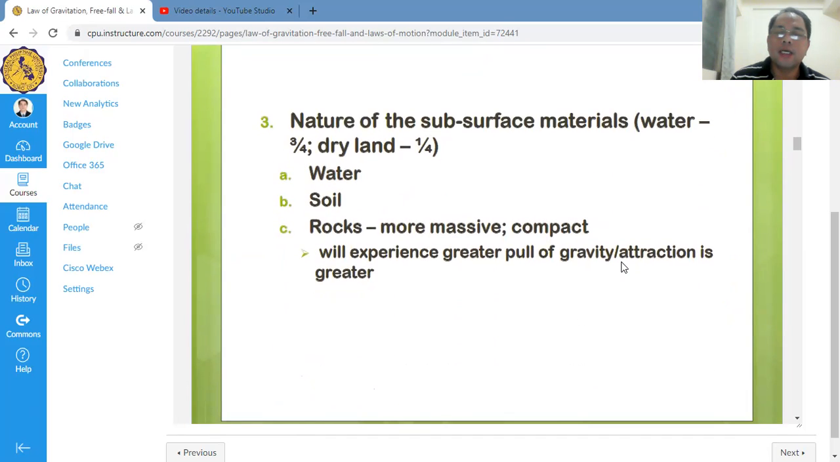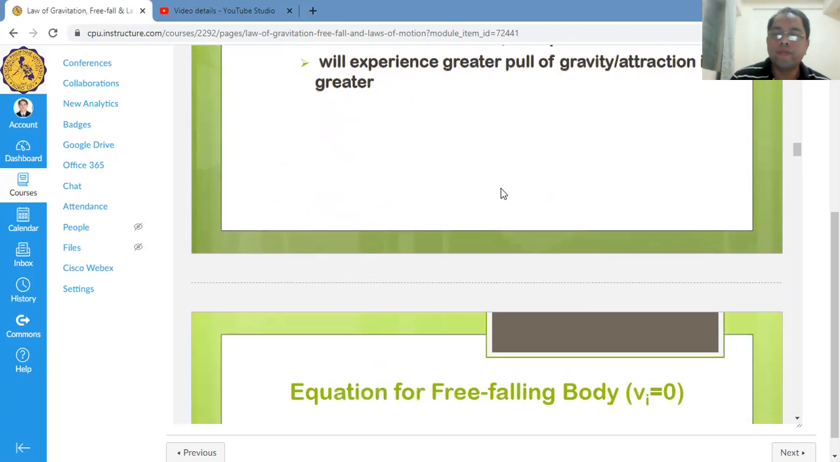And then next is the kind of surface: water, soil, and rocky areas. For more massive and more compact surfaces, like rock or soil, there's greater gravitational pull compared to places that are not compact, like water. So water surfaces like the sea or a huge lake probably have a considerably lesser degree of the pull of gravity.